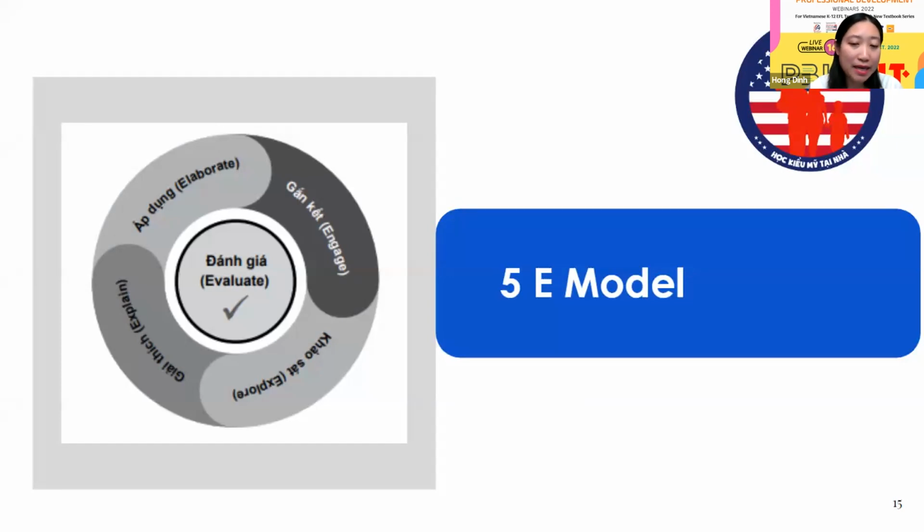Then after that, explain. The third E is explain. This is when the teacher explains the concept and gives them the vocabulary words needed. For example, if you do a project about heat or heat transfer and its effect on things, then you will give all the vocabulary words for heat transfer, like insulator, conductor, thermometer, things like that during the explain step.